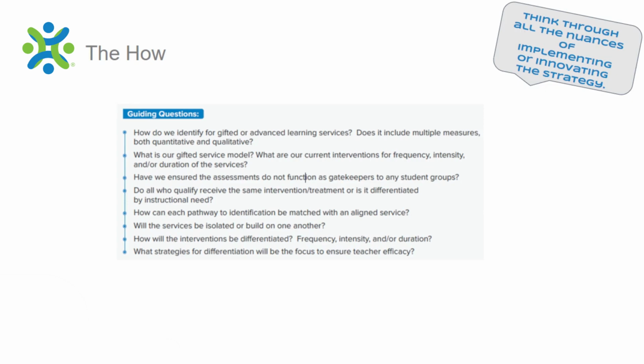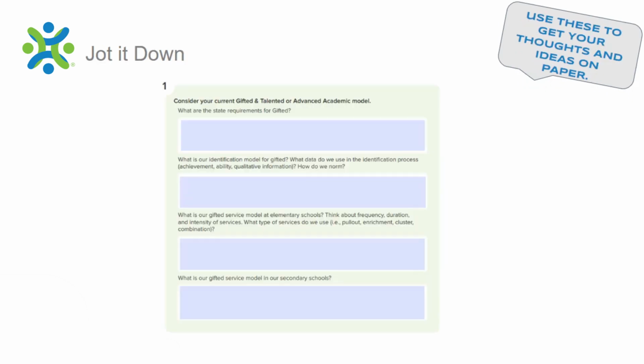Let's dive into the guiding questions. The first thing you will do is work through what services you currently have in place, if any, and why those services have been selected. Start with any requirements for gifted services, whether they be at the state level or the local level. What is required of you? What are those parameters? And what is our identification model for gifted?